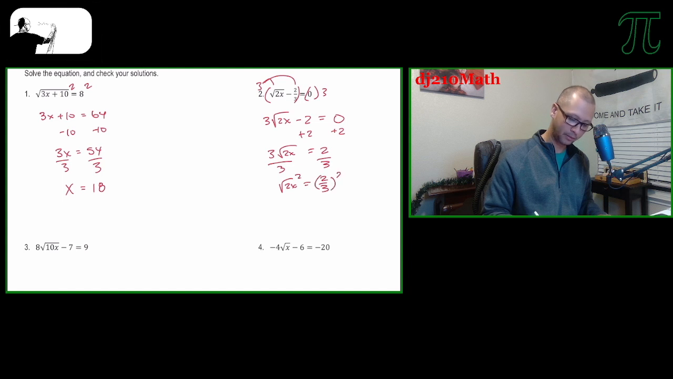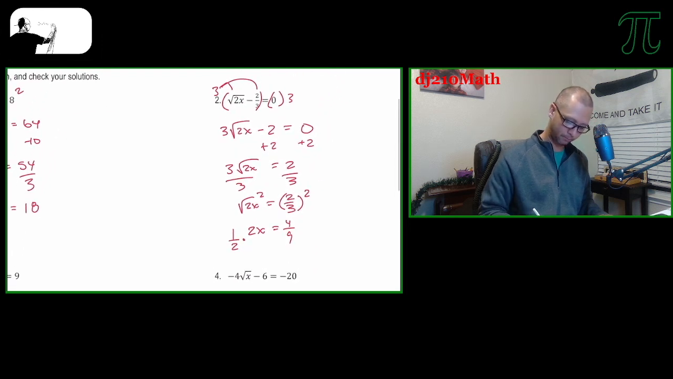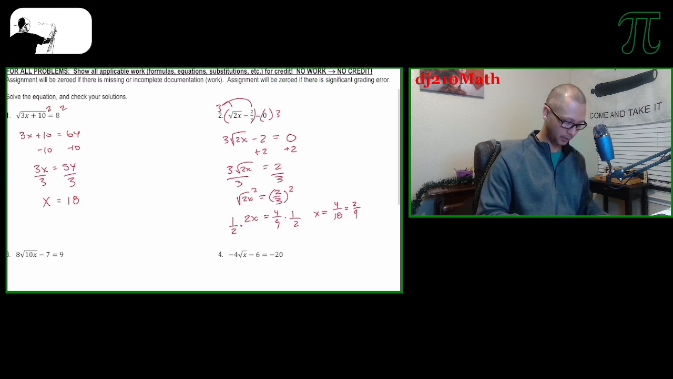I'm going to square both sides. Root's going to go away. So 2x is equal to 4 over 9. Divide both sides by 2, which is basically multiplying both sides by a half. So x is equal to 4 over 18, or 2 over 9. X is equal to 2 over 9. If we check our answer, square root of 4 over 9, that's 2/3, minus 2/3 is 0, so we're good.